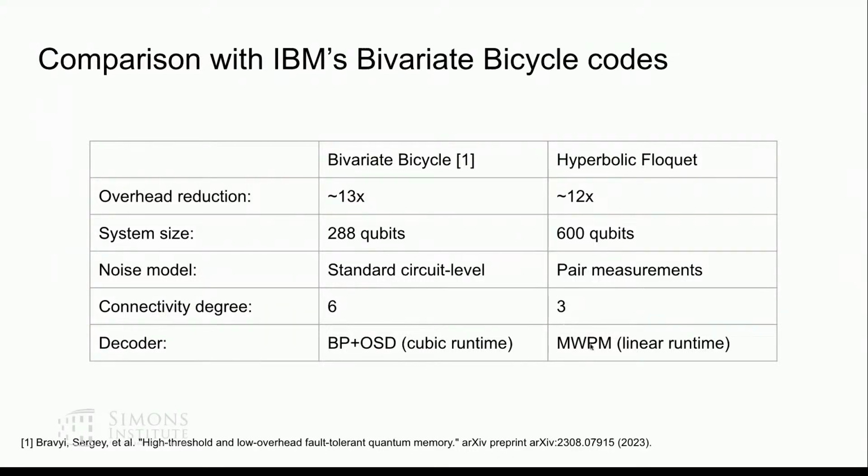Two advantages of our approach. One is that the qubit connectivity degree is 3 rather than 6, and it's amenable to efficient decoders such as matching or union find.